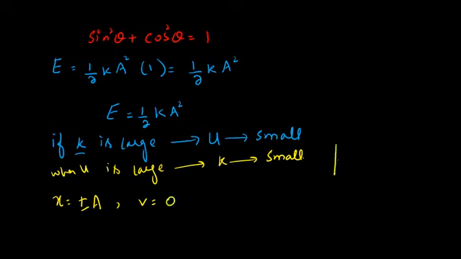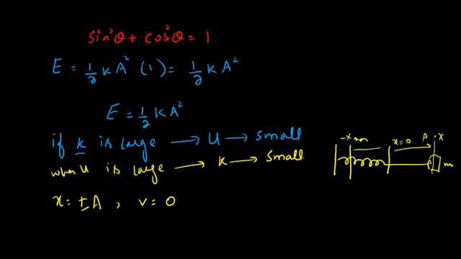Here I can redraw it like this. This is x equal to 0, and this one is the maximum amplitude of the block of mass m in the positive x direction, and this one is in the negative x direction. Whenever our block is at x equal to plus or minus A, the velocity is equal to 0. So at this position, the total mechanical energy is the potential energy, 1/2 k A squared.